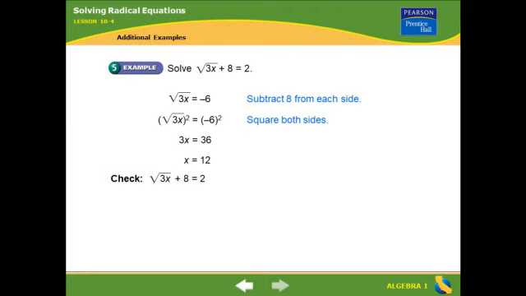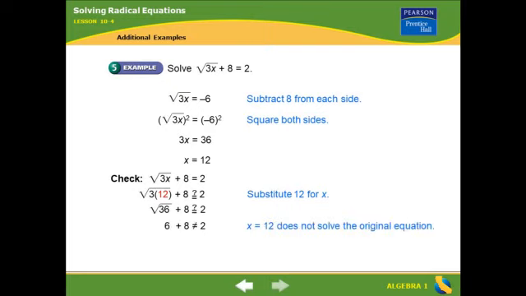Check that one from the original equation. Replace the value of your x. So the square root of 3 times x, which is 12, that could be 36, plus 8. It must be equal to 2. So the square root of 36, that is 6, plus 8, it must be equal to 2. But 6 plus 8 is not equal to 2. So therefore, 12 is not a solution to this radical equation. So we call this value of your x the extraneous solution.